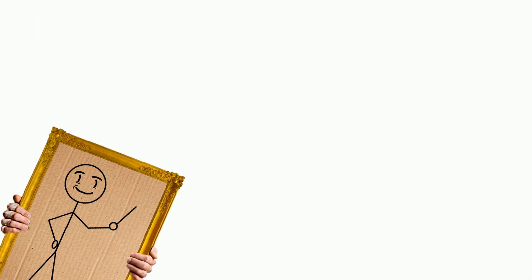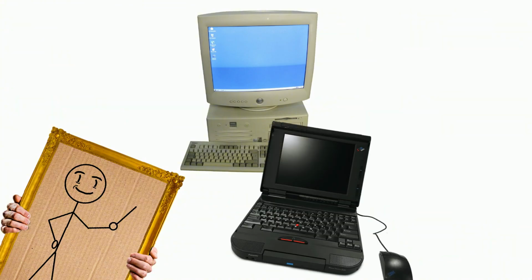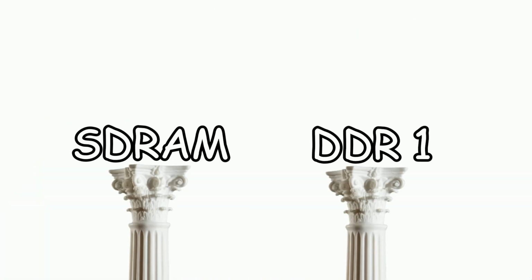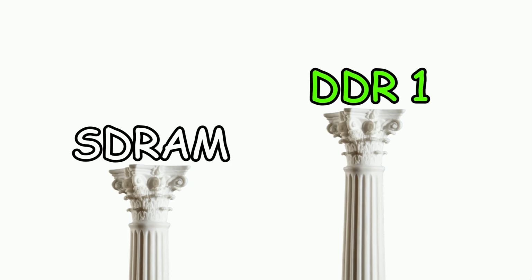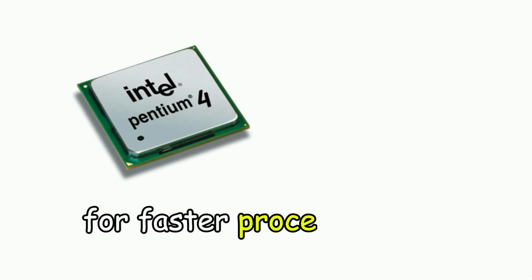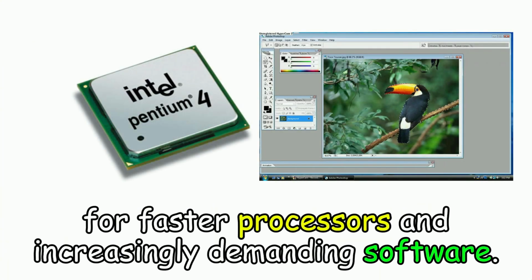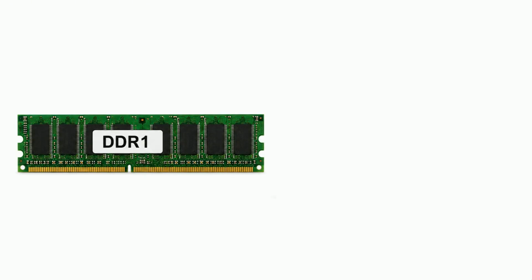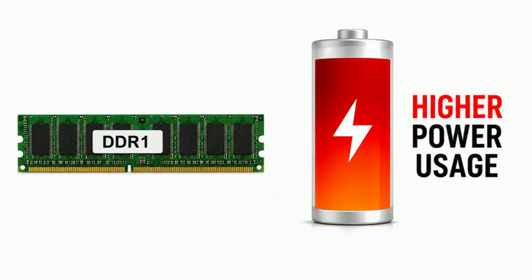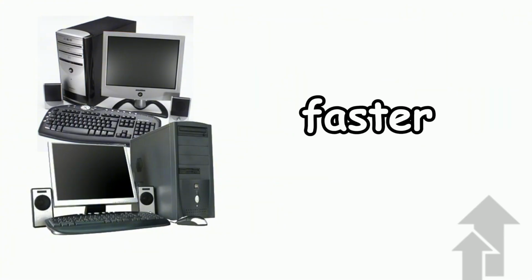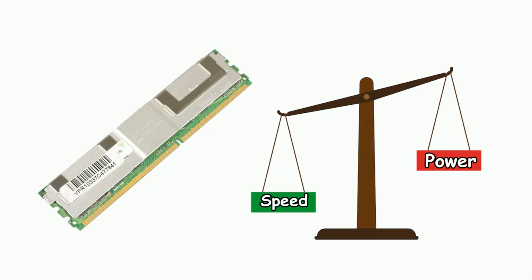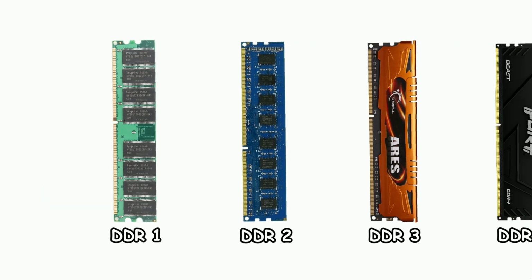DDR1 was commonly used in desktop computers, laptops, and early gaming systems. It provided a significant improvement over traditional SDR RAM, but its bandwidth and capacity were eventually no longer enough for faster processors and increasingly demanding software. DDR1 also used more power than the generations that followed. As computers continued to become faster and more complex, the industry needed memory that could deliver higher speeds while using less power. That led to DDR2.